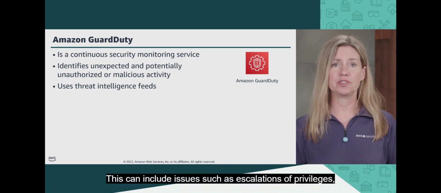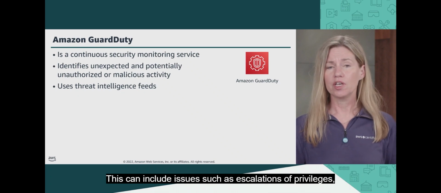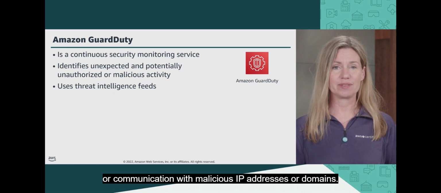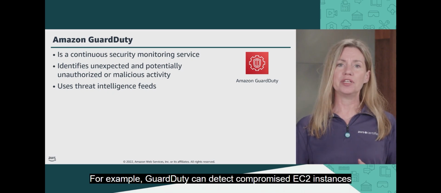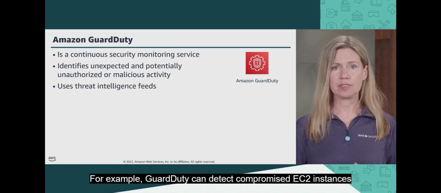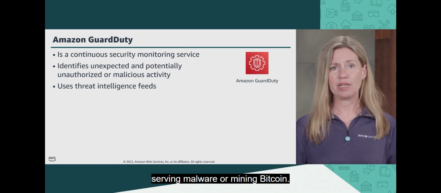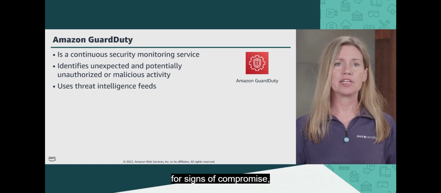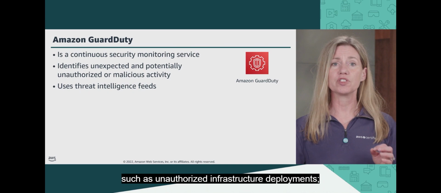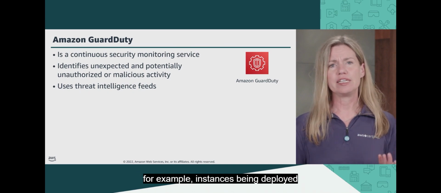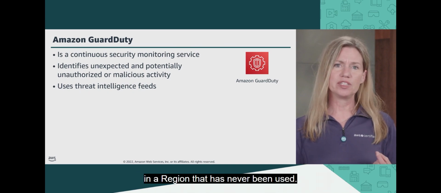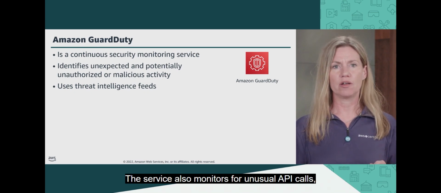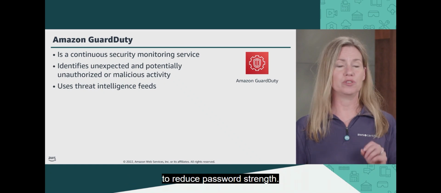This can include issues such as escalations of privileges, use of exposed credentials, or communication with malicious IP addresses or domains. For example, GuardDuty can detect compromised EC2 instances serving malware or mining Bitcoin. The service also monitors AWS account access behavior for signs of compromise, such as unauthorized infrastructure deployments. For example, instances being deployed in a region that has never been used. The service also monitors for unusual API calls, such as a password policy change to reduce password strength.